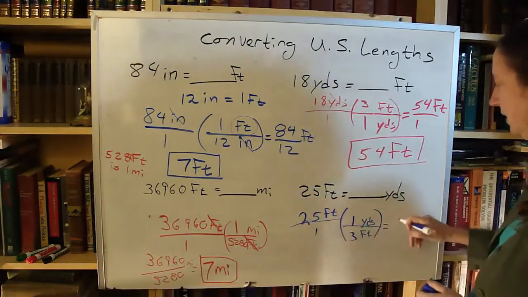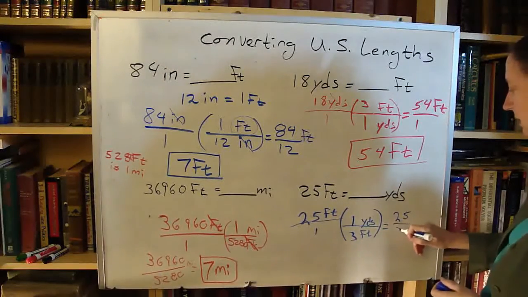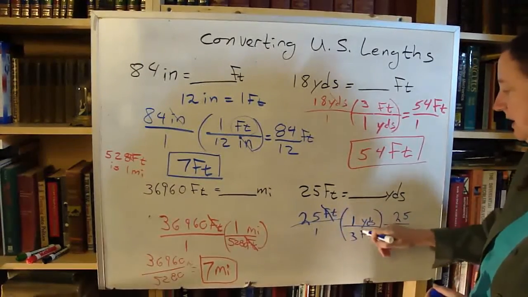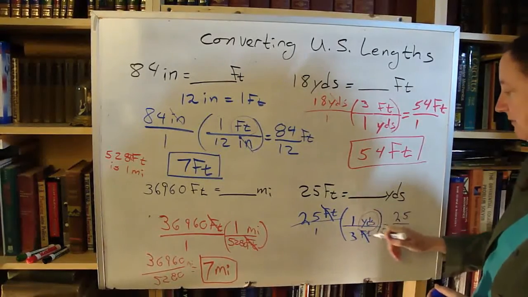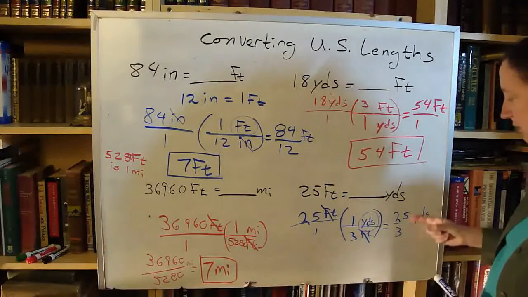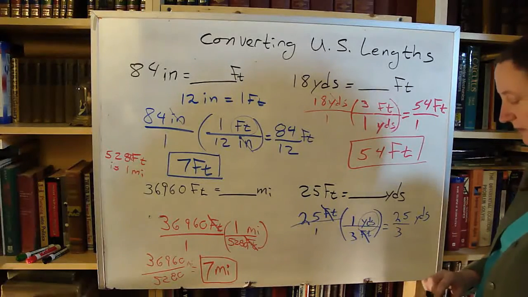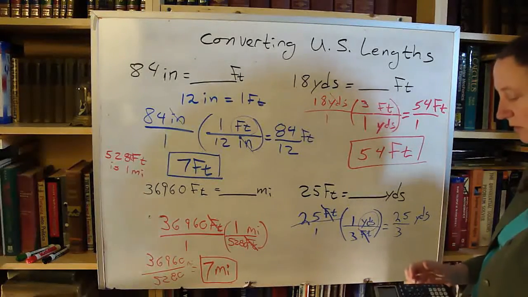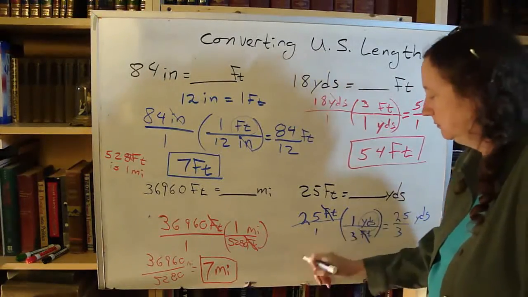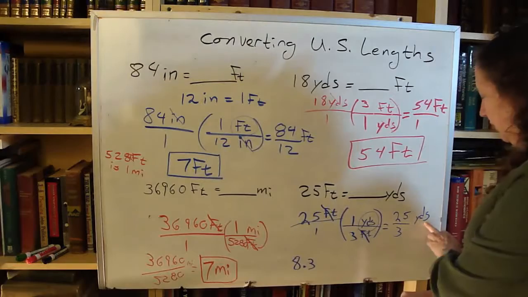Multiply the top. 25 times 1 is 25. 1 times 3 is 3. Feet on top, feet on the bottom, they cancel each other out. I'm left with yards. Now I have to reduce this fraction. So I grab my calculator, I type 25, divide by 3 equals 8.3 with a repeating 3. And my units were yards.